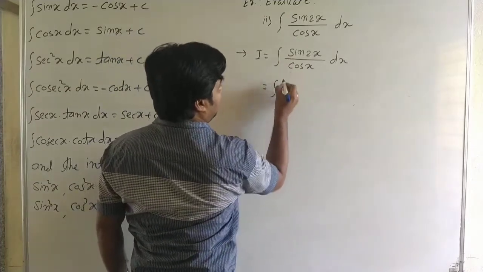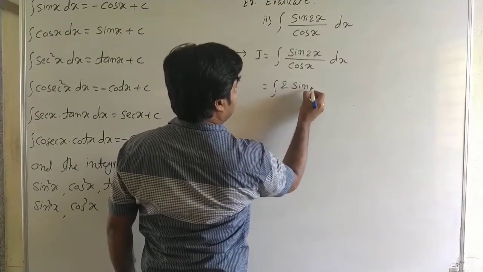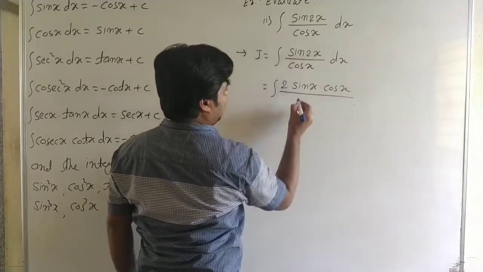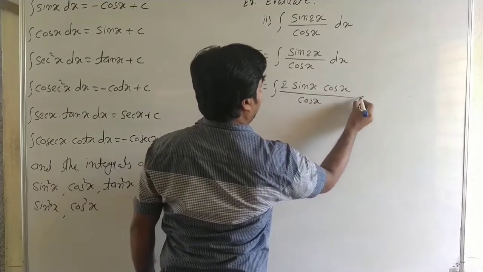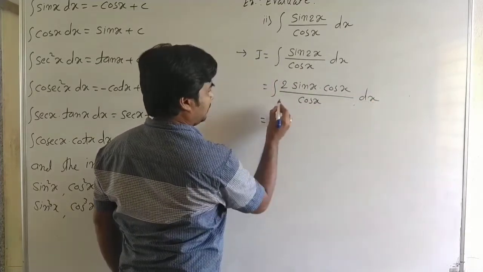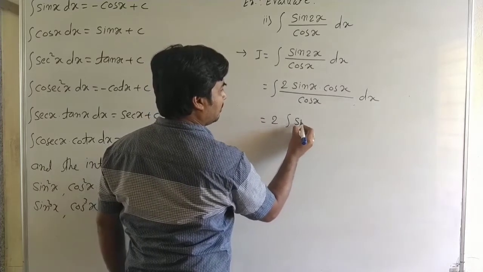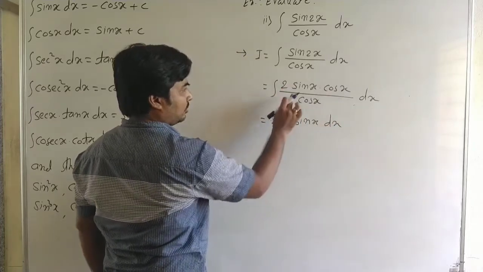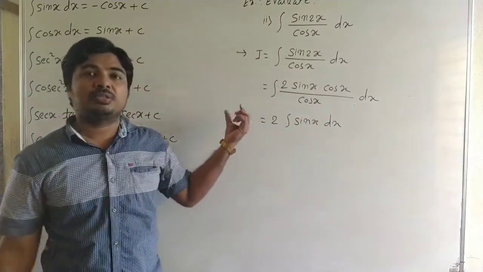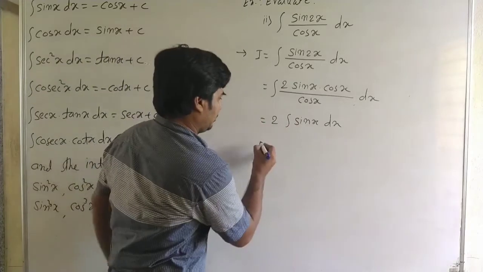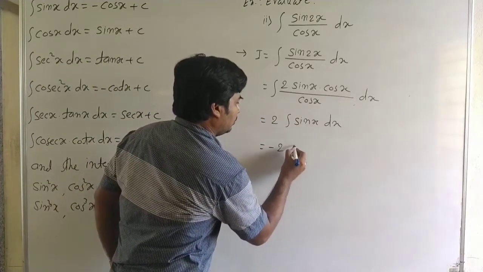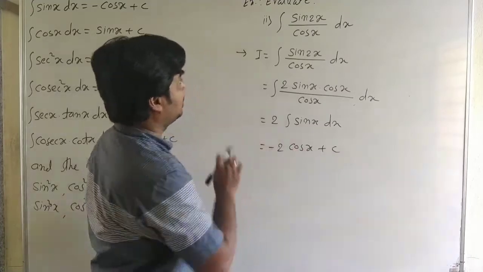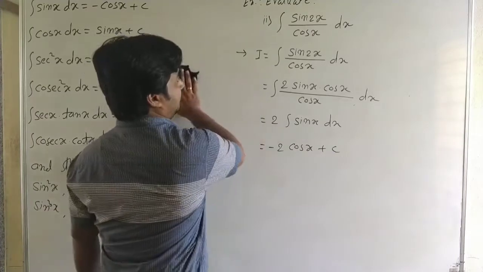Here sin 2x is 2 sin x cos x, so in sin 2x upon cos x, the cos x gets cancelled. Then 2 is a constant, times the integral of sin x dx. The integral of sin x is a standard formula, minus cos x, therefore the answer is minus 2 cos x. Now next, see carefully.